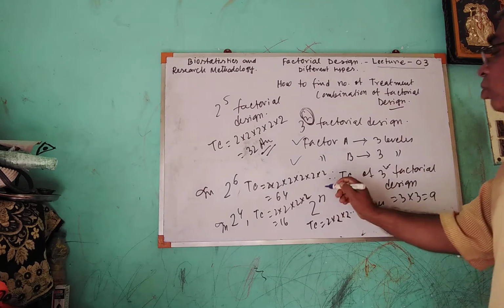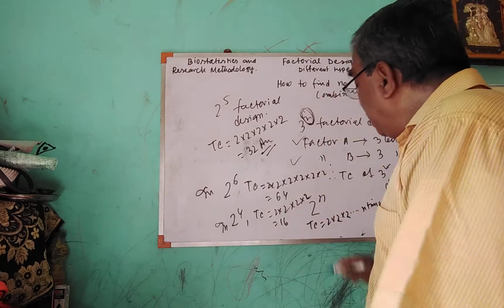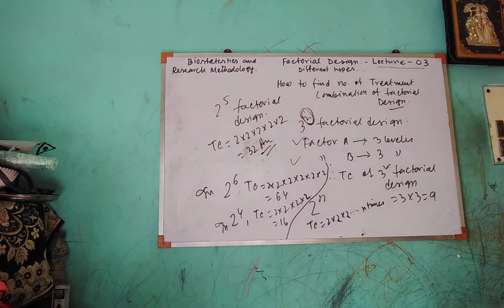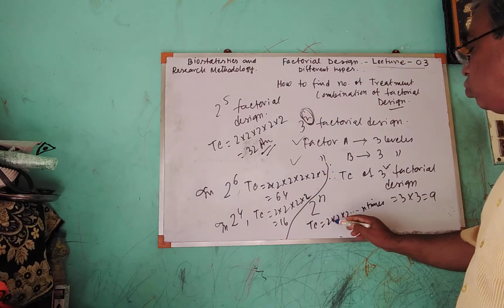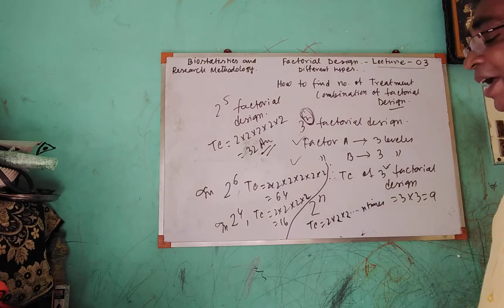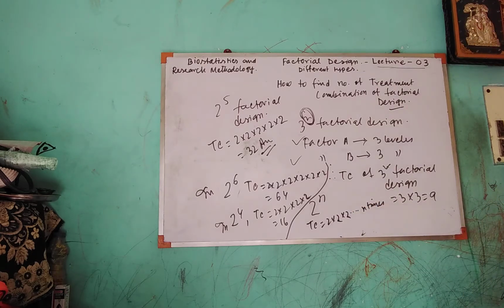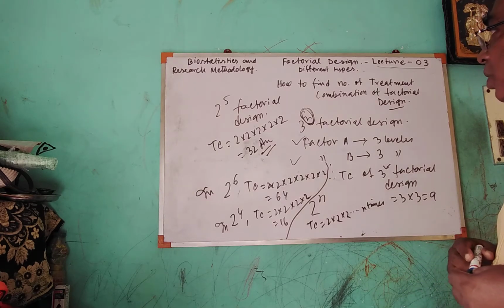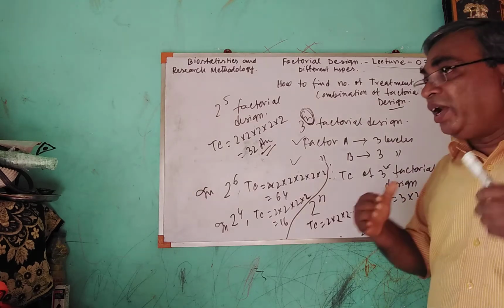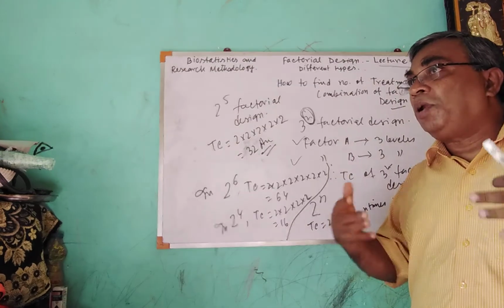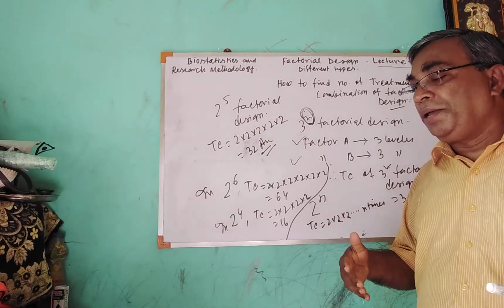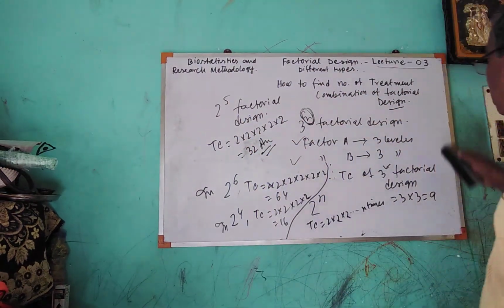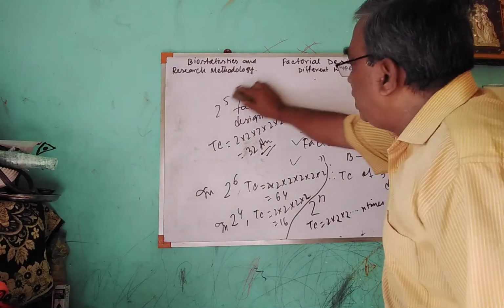Be careful. What I am writing here is actually the formula. In 2 to the power n factorial design, treatment combination equal to 2 into 2 into 2, n times. This is known as treatment combination. That means how to find the number of treatment combinations. Now, the last topic I'm doing here.